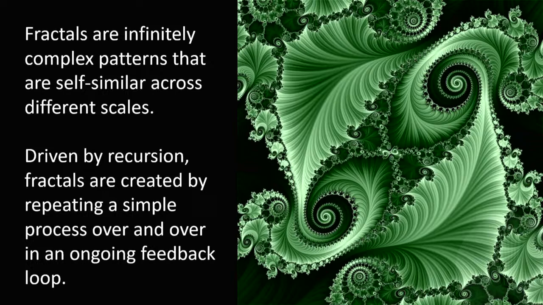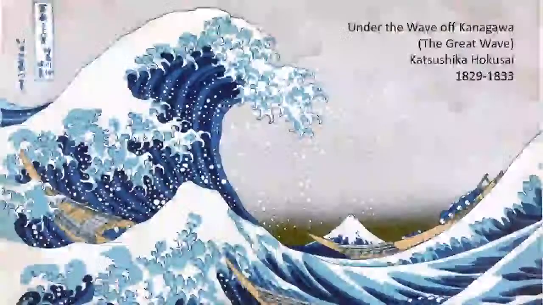So you have a formula where you take the result and plug it back into itself, and you continue to do that. It's called a recursive formula. So fractals are created by repeating a simple process over and over in an ongoing feedback loop.